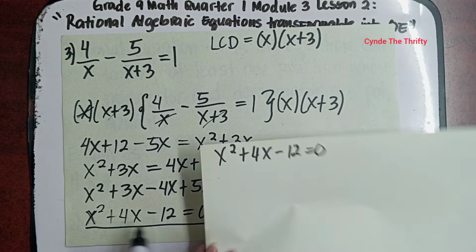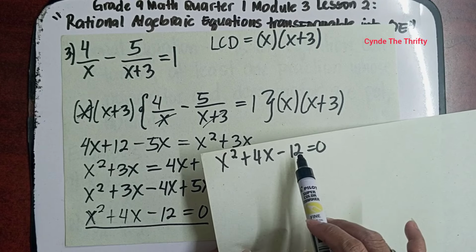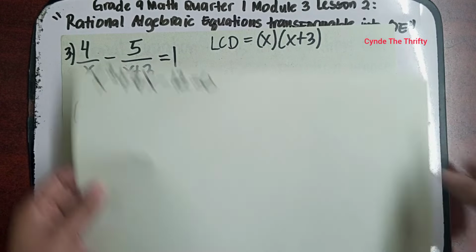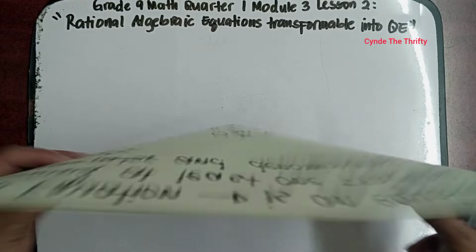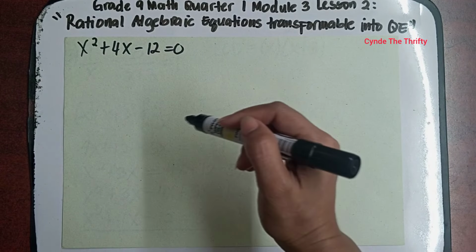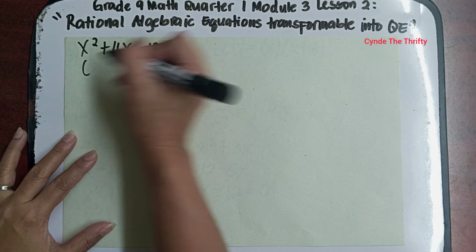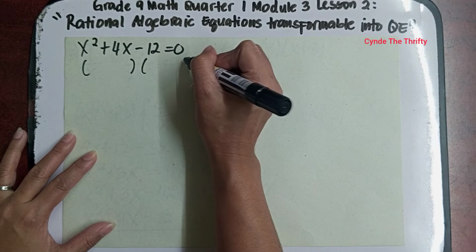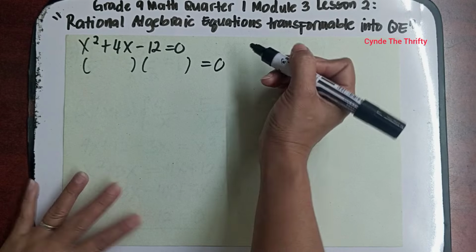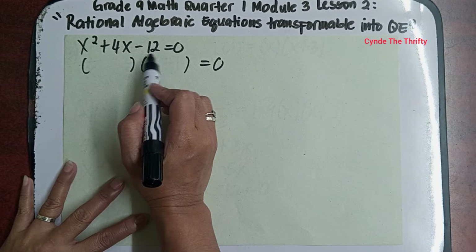Okay, so itong quadratic equation natin, ilipat lang natin sa kabila. That is x squared plus 4x minus 12 is equal to 0 para atin siyang i-factor. Para makuha natin ang solutions or ang value ni x. Okay? So, i-factor natin si x squared plus 4x minus 12 para makuha natin ang value ni x or makuha natin ang ating solutions. Again, ang quadratic term at ang constant term ang ating i-factor.